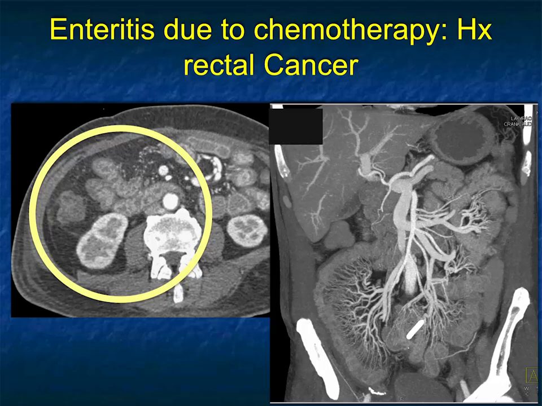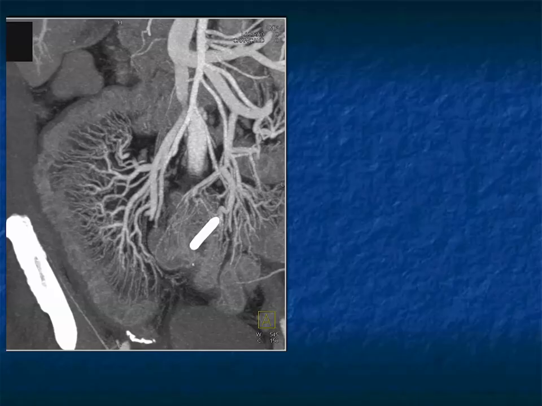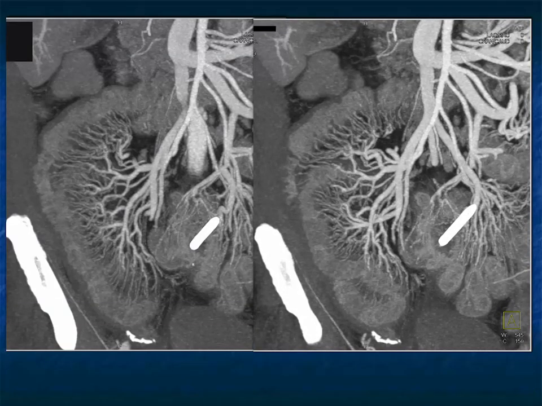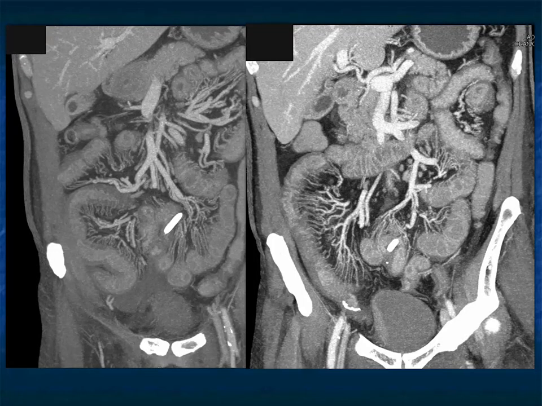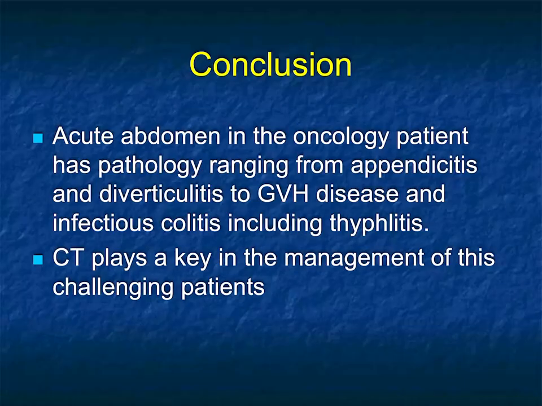Here's another patient with rectal cancer, increasing abdominal pain, thickened small bowel, very prominent vasa recta, and you can get very prominent vasa recta in radiation enteritis, but not this prominent, in treatment related to chemotherapy, in patients with graft versus host disease, but the bowel doesn't look quite like GVH. So again, you need to think about the clinical history.